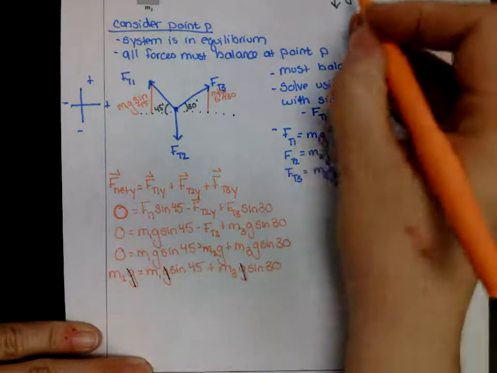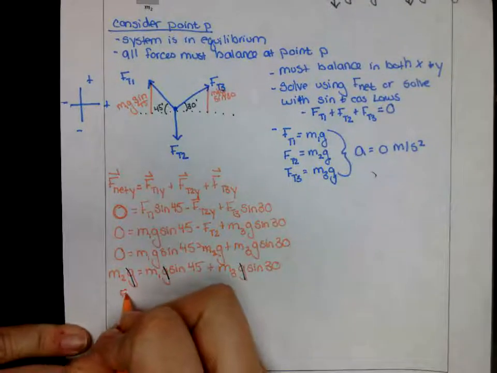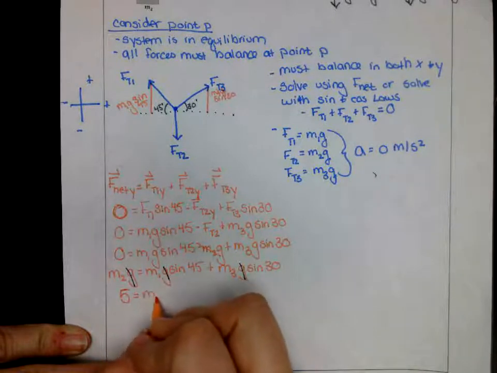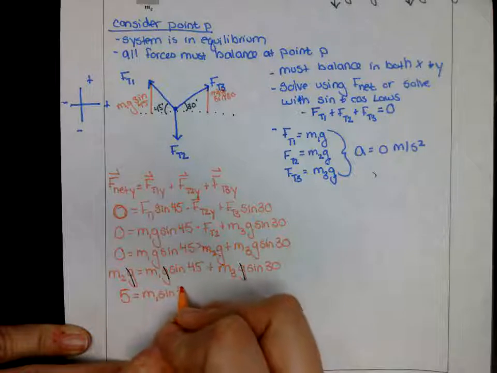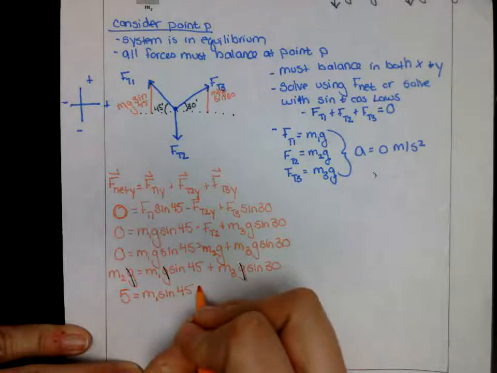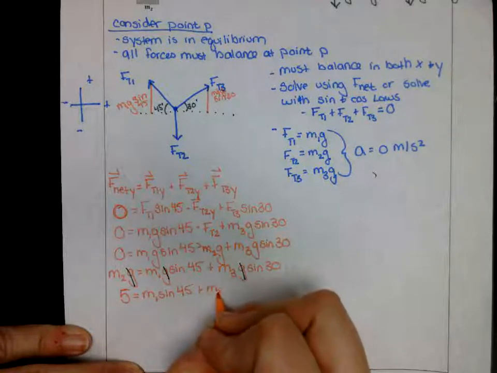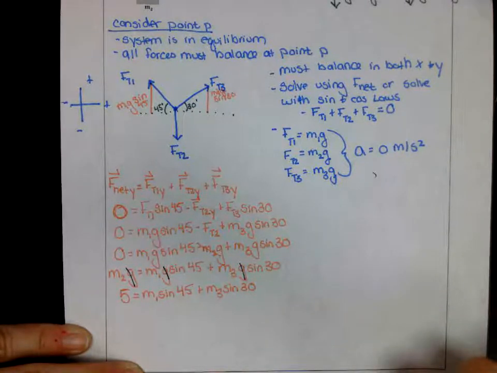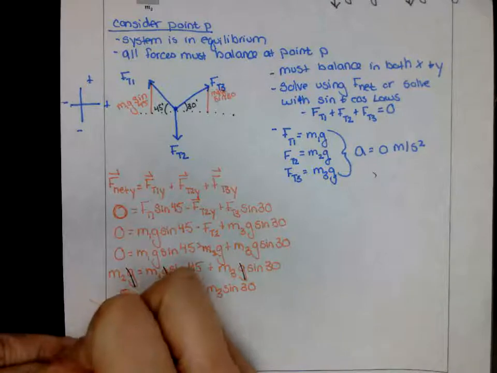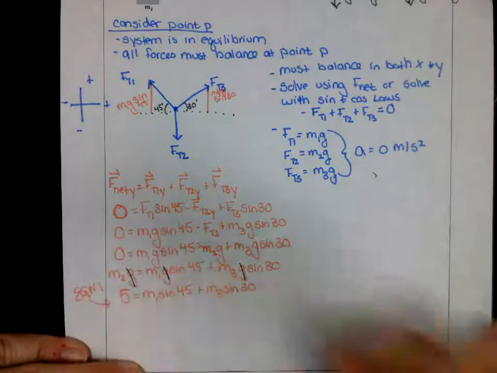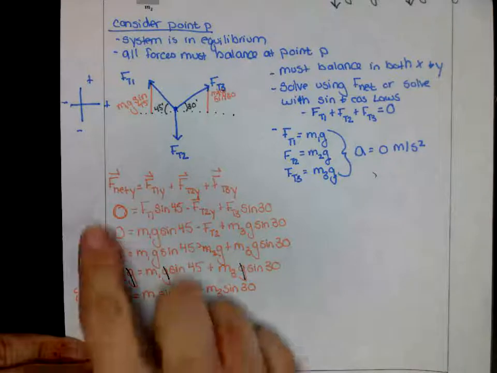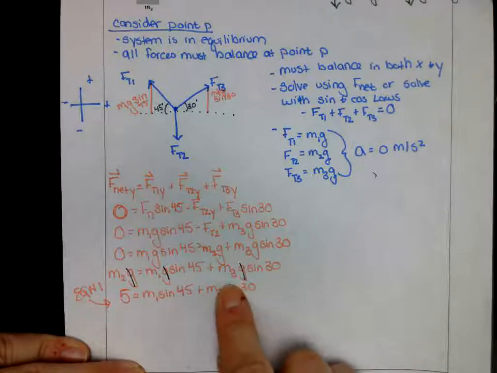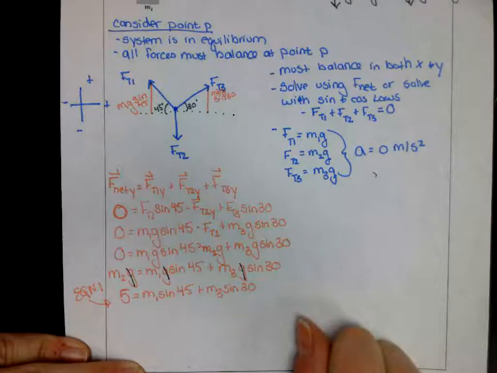The mass of 2 we know is 5 kilograms. So I have 5 kilograms is equal to mass 1 sine 45 plus mass 3 sine 30. And this is going to be equation 1, because this is my y. I can't go further than this because I don't know what mass 1 and mass 3 are. So this isn't going to do me any good.